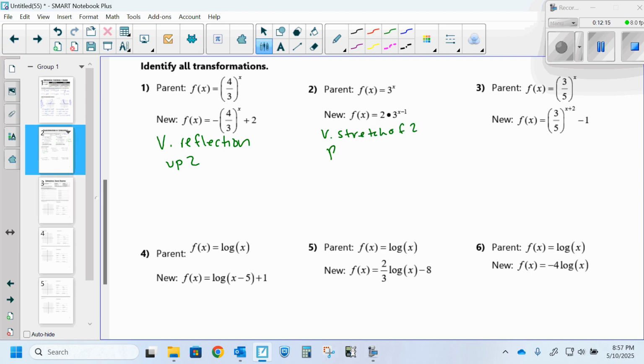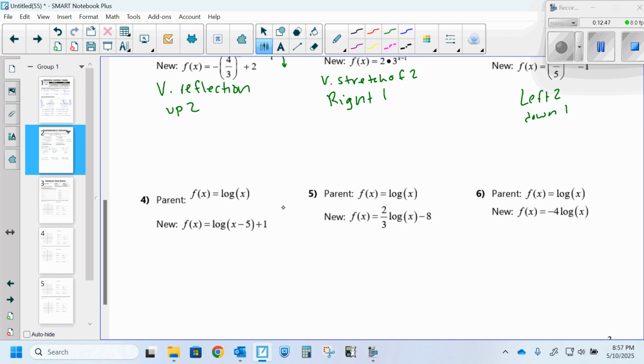And it goes right 1. The base is 3, obviously. Here, and that was growth. And this one over here is growth, but then it reflects vertically. So if it was growth and then it got reflected vertically, it's going to look like this, and we call that reflected growth. This is growth, this is decay. This goes left 2, down 1.